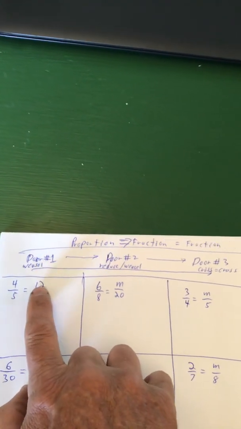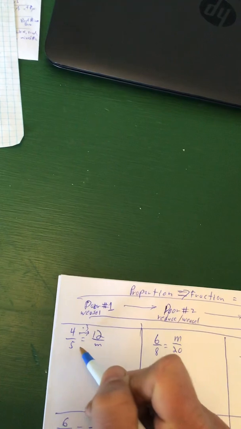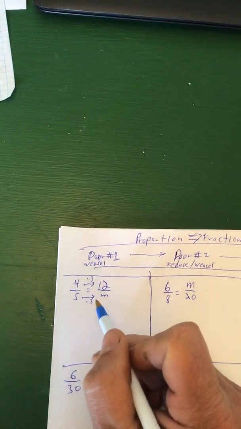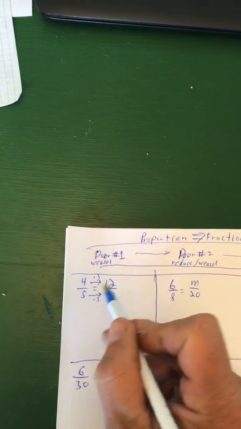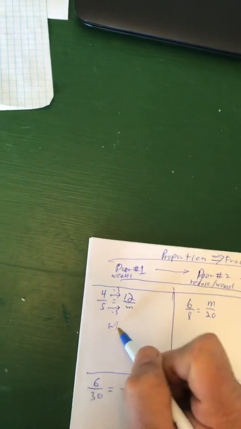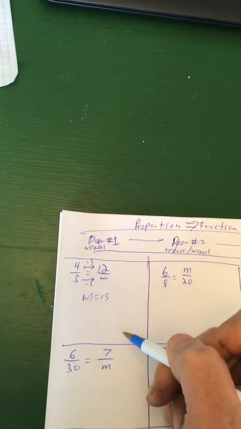Well, how do you get from 4 to 12? This is all the work I need to see. That's times 3. If you multiply the top by 3, you've got to multiply the bottom by 3. Now, door number 1, or weaseling, is always horizontal or vertical, multiplying or dividing. Anyways, m equals 15. That's it for work.